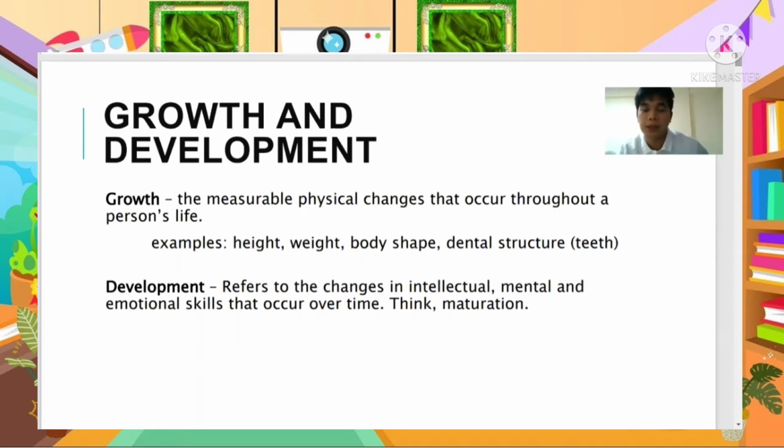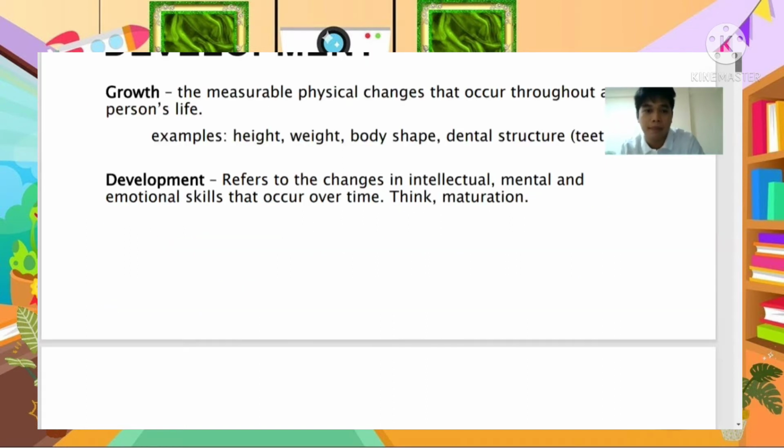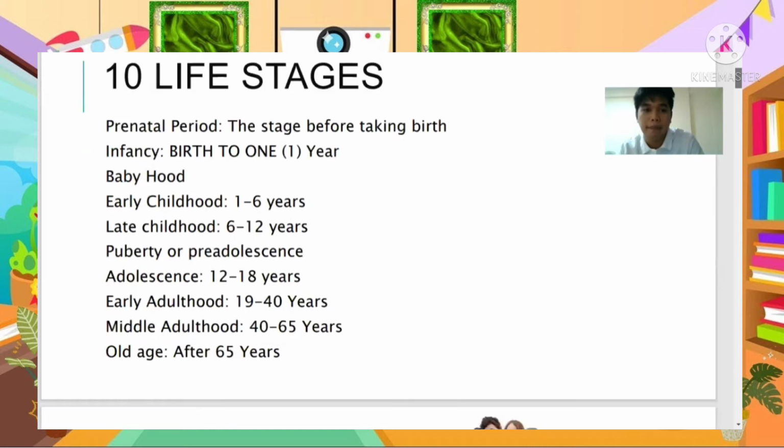Growth is the measurable physical changes that occur throughout a person's life, for example, height, weight, body shape, and dental structures, the alignment of your teeth. And development refers to the changes in intellectual, mental, and emotional skills that occur over time, thinking and maturation. Now let's go to the 10 life stages.